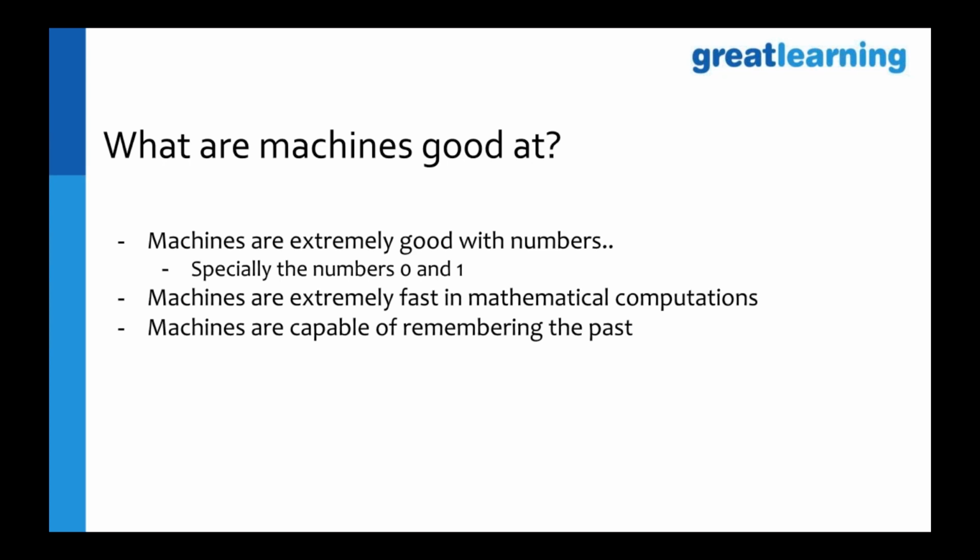They are the biggest number geek around you. Machines are really good with numbers, right? And machines are extremely fast at mathematical computation. A mathematical computation like this, a machine will do in a microsecond. So they're good with numbers, and they're extremely fast in mathematical computations, right?